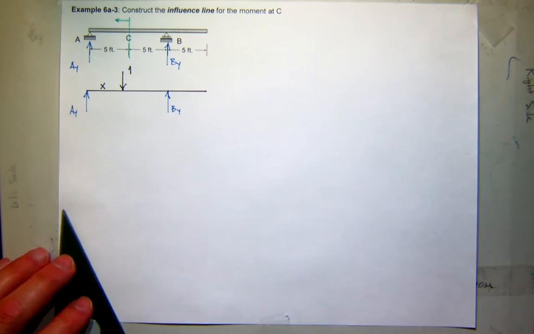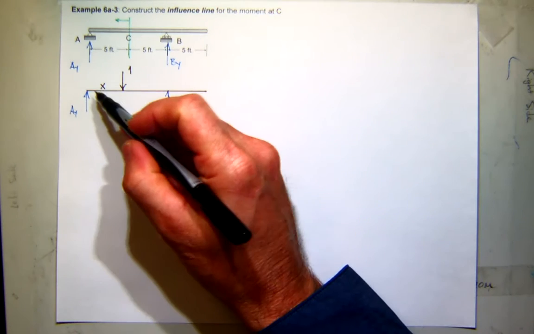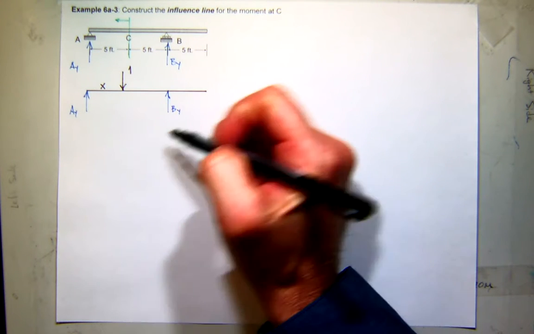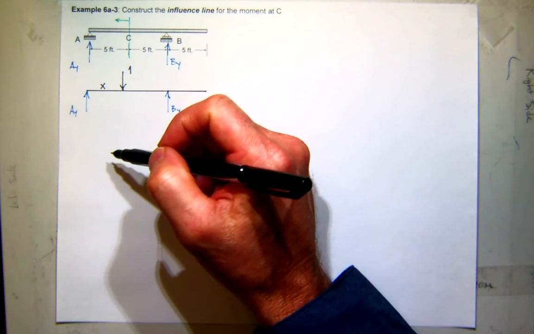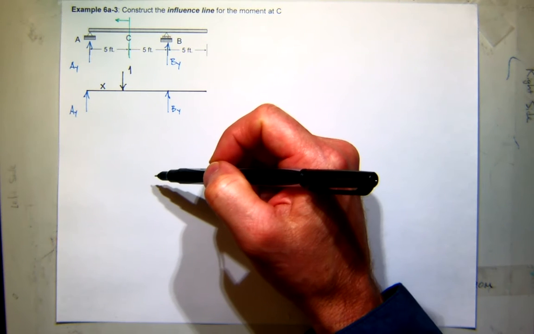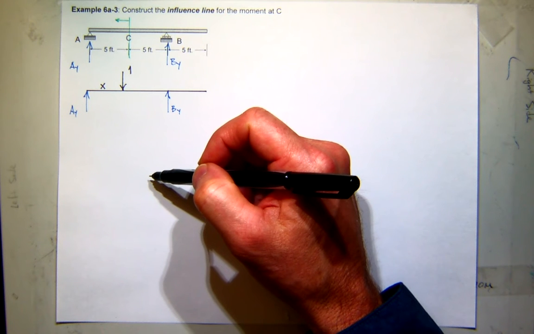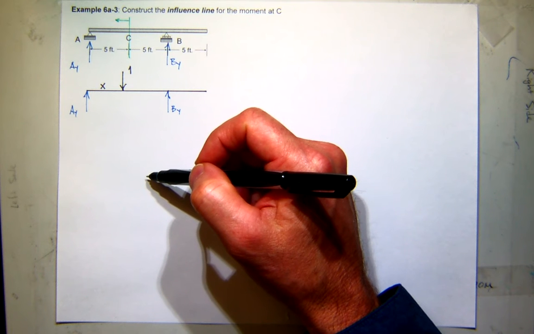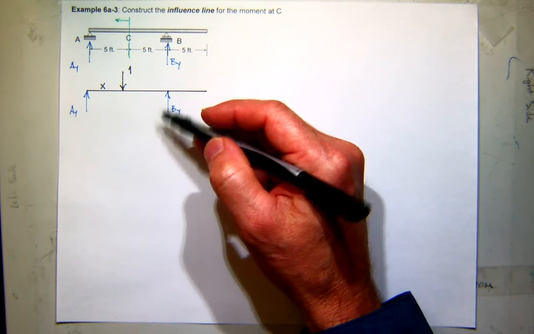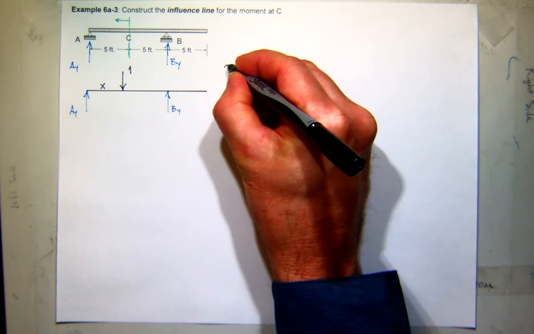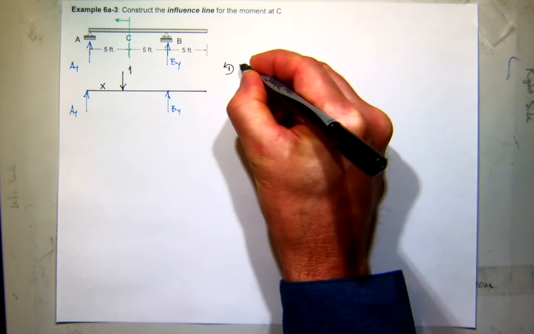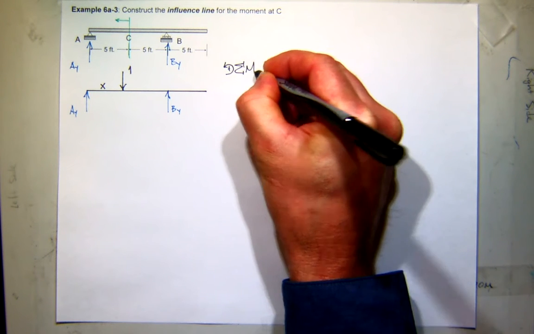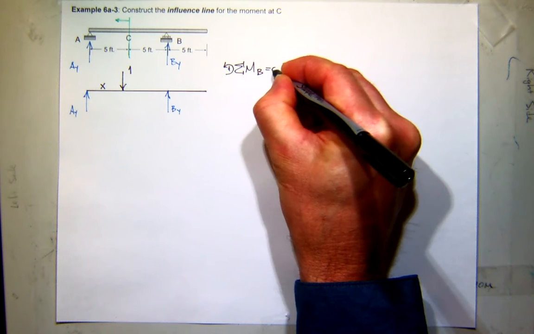So how do I find the reaction at AY for this scenario? What's the easiest thing to do? Should I sum forces in the y direction? No. Should I sum forces in the x direction? Well, you can. That won't really get you very far, will it? So we need to sum moments about B. So again, right-hand rule. Let's sum the moments about B and set it equal to 0.